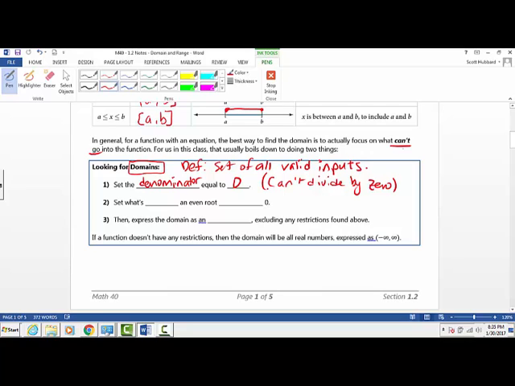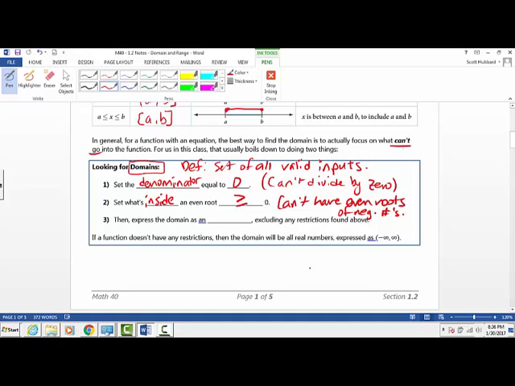Okay, if you divide by 0, it's undefined, so we can't include it. Also, anytime you have something inside of an even root, we have to set it greater than or equal to 0. Okay, and this is because we can't have even roots of negative numbers.